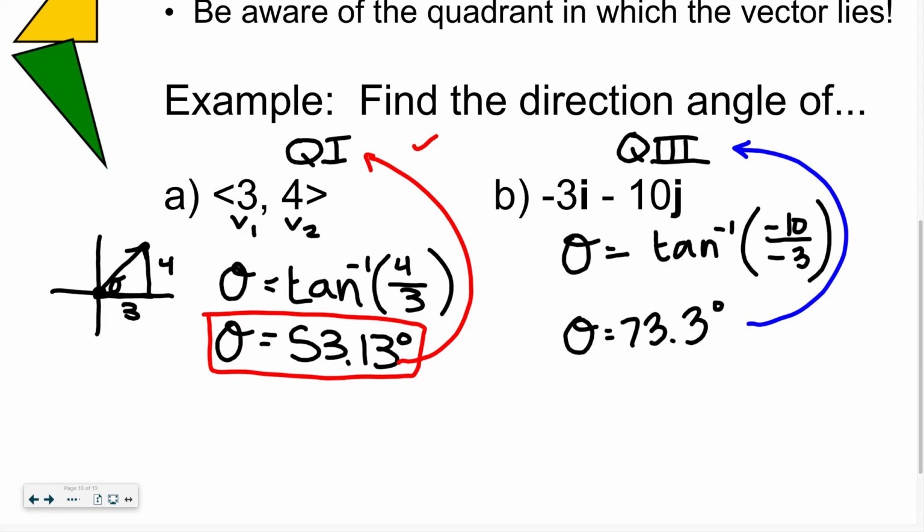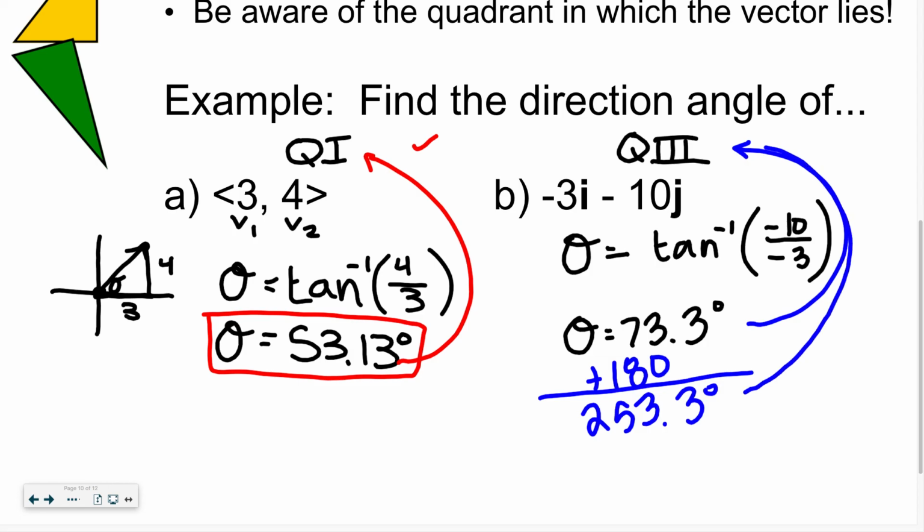Add 180 degrees. It's like the 73.3 is kind of like that reference angle. It's the overflow into quadrant 3. So then we can add 180 to it. We'll get, what, 253.3 degrees? Does that angle make sense with quadrant 3? Yeah. Okay, so this one works. This one doesn't. So our answer should be 253.3.